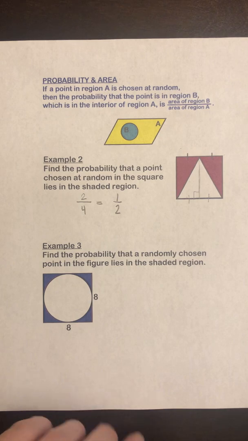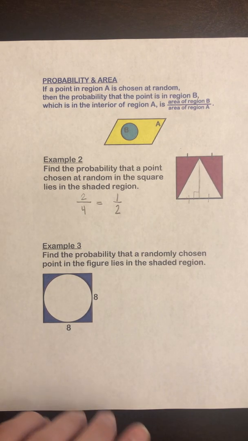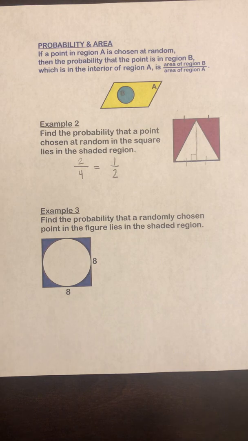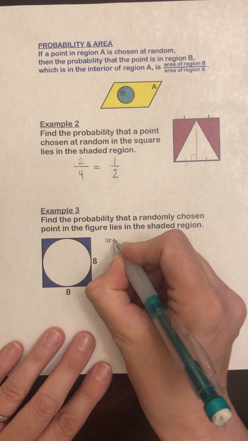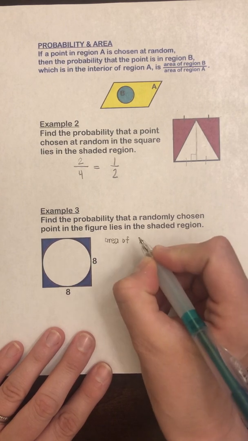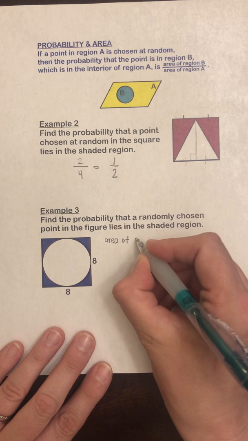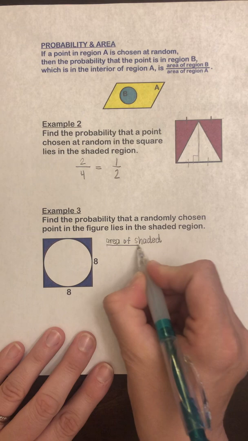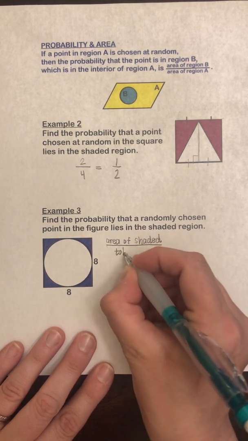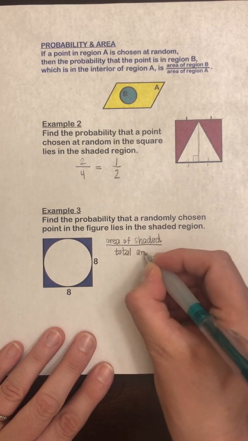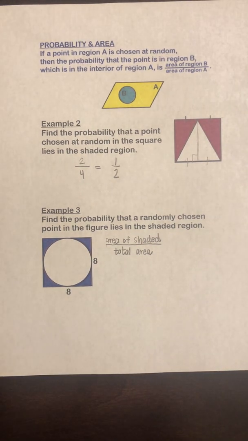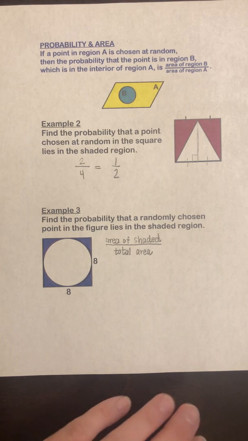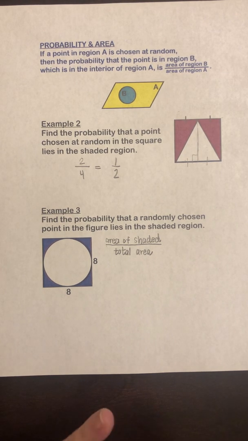All right, number 3 says find the probability that a randomly chosen point in the figure lies in the shaded region. So again, we want to do the area of what we want. And what is it that we want? We want the shaded part. So the area of the shaded part over the total area where it can land. So that's the goal. That's how we're going to do probability. The area of what we want, which in this case we want to be in the shaded part, over the total area.